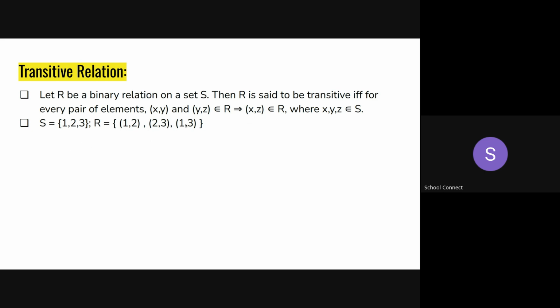Then you move again to the next element. You pick 1 comma 3 as your x comma y. Now, if 1 comma 3 is x comma y, then 3 is y. So you need some element which starts with 3, which you don't have. Therefore, you won't even check. You conclude this is also transitive with respect to 1 comma 3. So it is transitive with respect to 1 comma 2, with respect to 2 comma 3, and with respect to 1 comma 3. So it is transitive with respect to all the elements present in R. Therefore, the relation is a transitive relation.